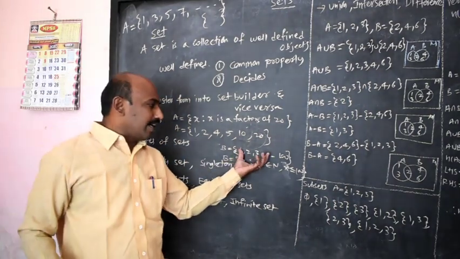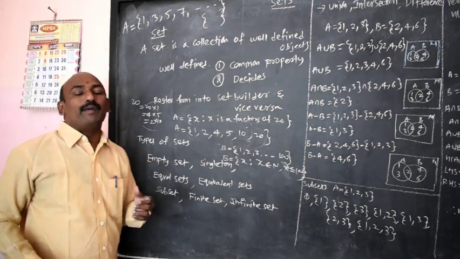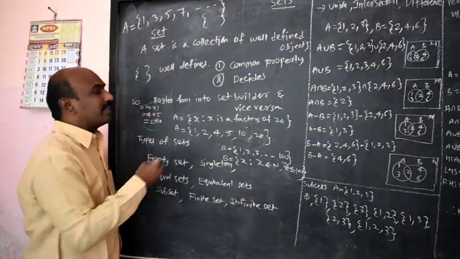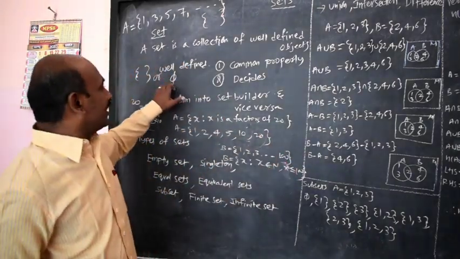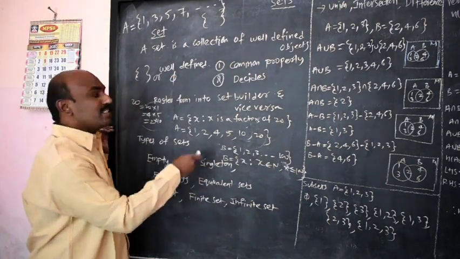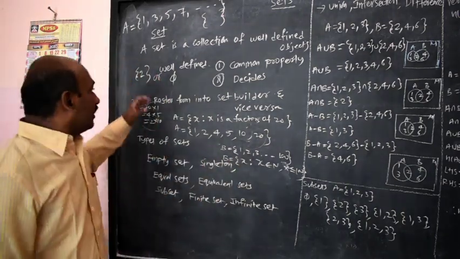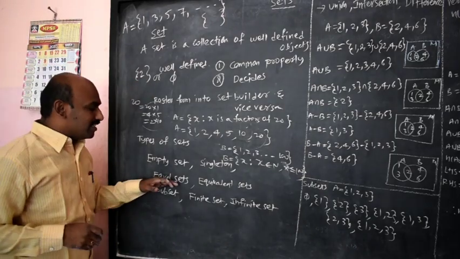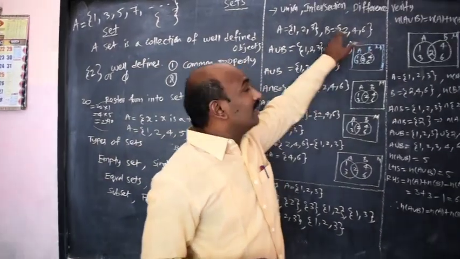Next concept, types of sets. Empty set: there is no element present in that set. It is empty, and we can write it as phi. We call it an empty set, null set, or void set. Next, a singleton set: if there is exactly one element present in that set, we call it a singleton set. Equal sets: if A equal to {1, 2, 3} and B equal to {2, 4, 6}, these are not equal sets.